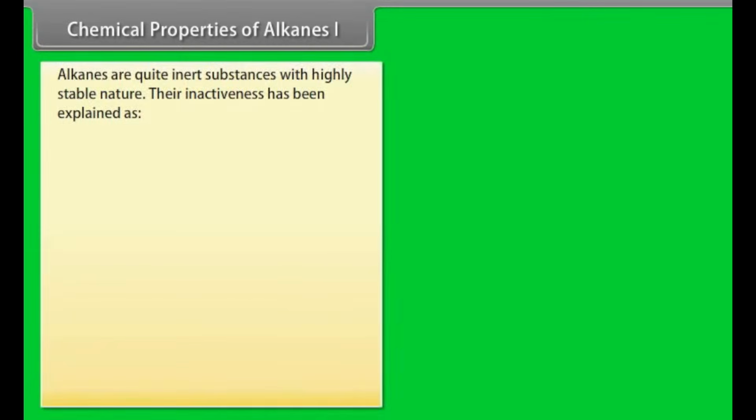Chemical properties of alkanes, Part 1. Alkanes are quite inert substances with a highly stable nature. Their inactiveness has been explained as follows.